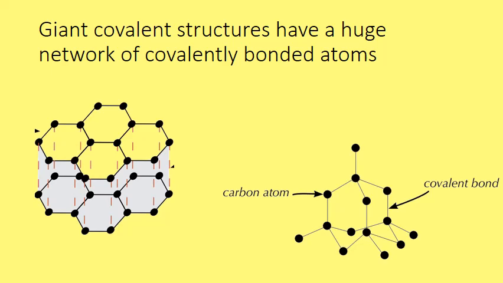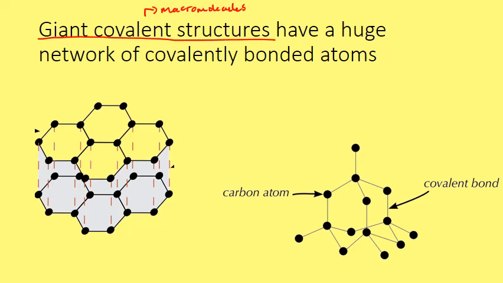So moving on to a different type of covalent structure, we're going to look now at giant covalent structures. And giant covalent structures, such as I've underlined in here, are also known as macromolecules. So macro because they have a huge network of covalently bonded atoms.